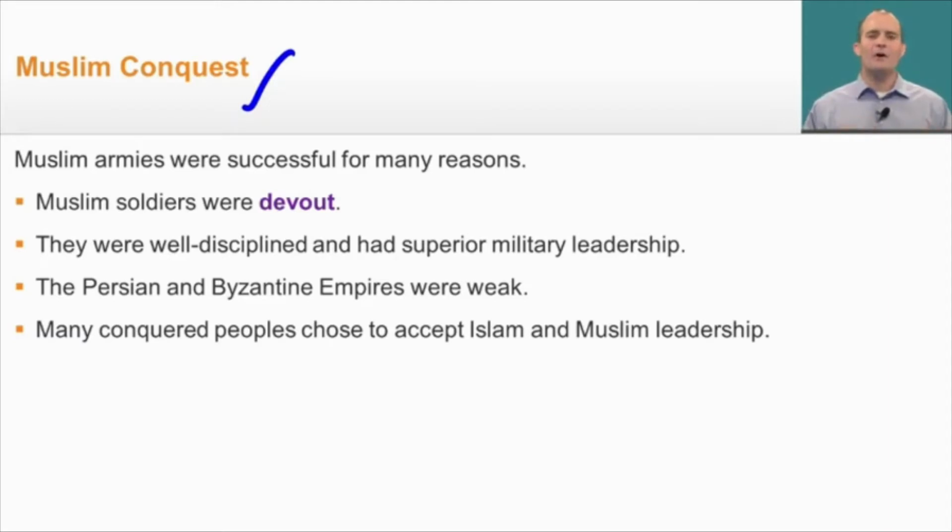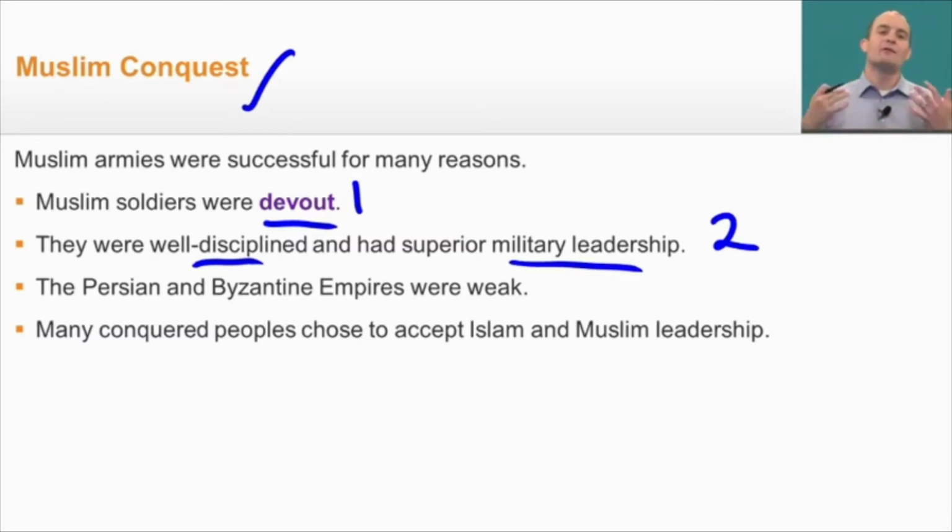Now, the Muslim armies were successful for many different reasons. One is that Muslim soldiers were extremely devout. They believed in what they were fighting for. Two, they were well disciplined, and they had superior military leadership. So they had better generals, and those generals were able to train better soldiers. The third reason is that both the Persian as well as the Byzantine empires were weak during that time period, so they were able to chip away at those two empires.